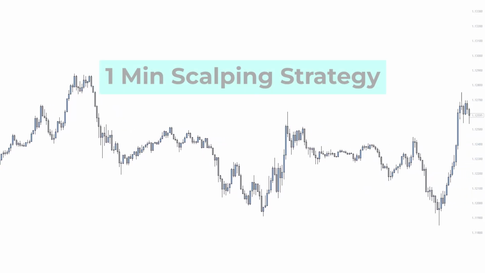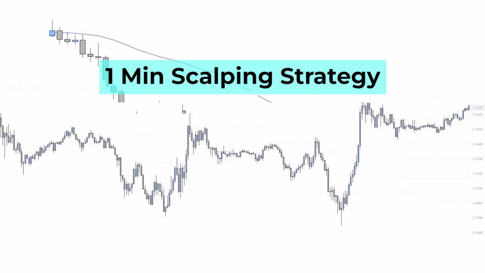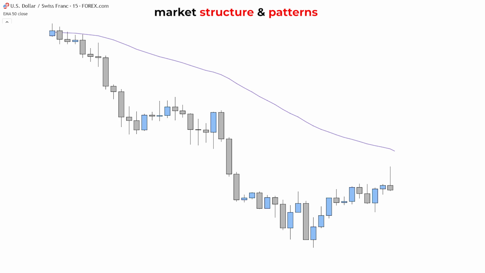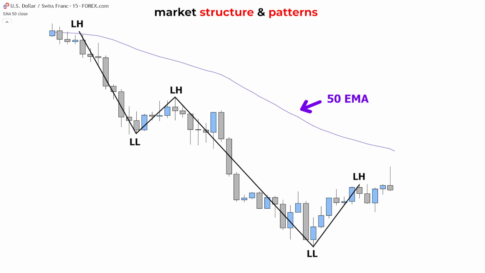Here's an example of a 1-minute scalping setup playing out. First, on the 15-minute chart, we can see that the price is trending below the 50 EMA. The market is consistently forming lower lows and lower highs, which indicates that the overall direction on this time frame is bearish. Therefore, we want to zoom into the 1-minute chart and look for short entries.